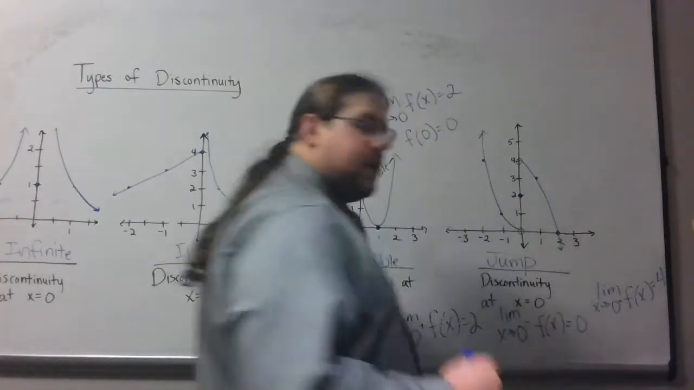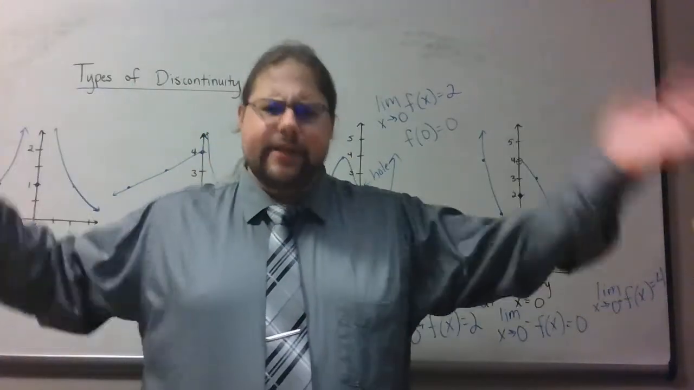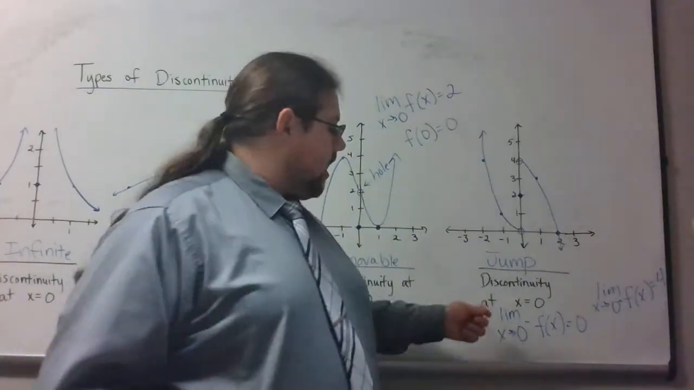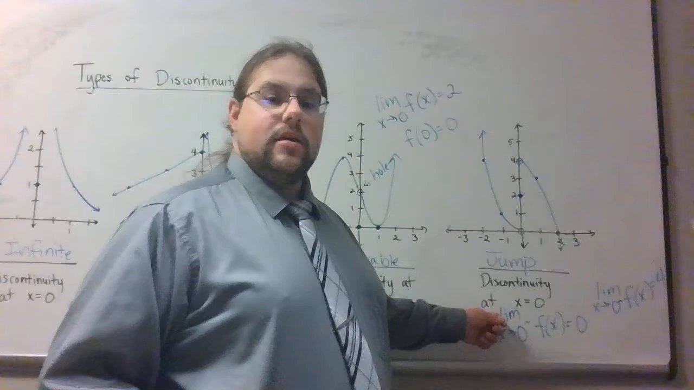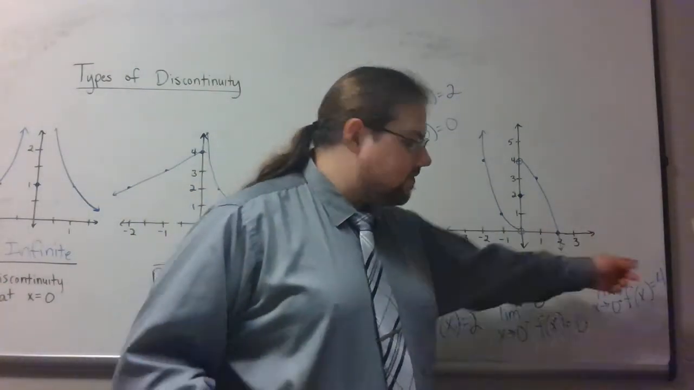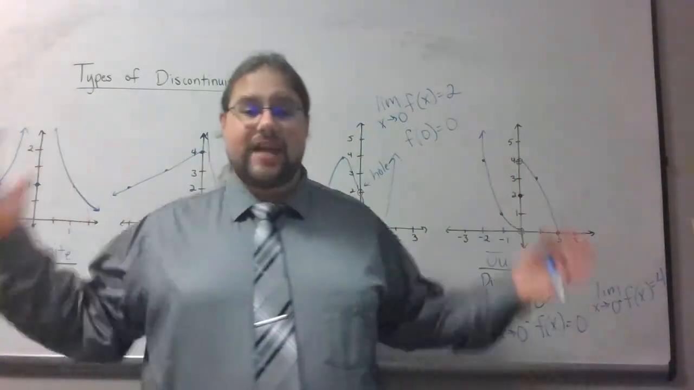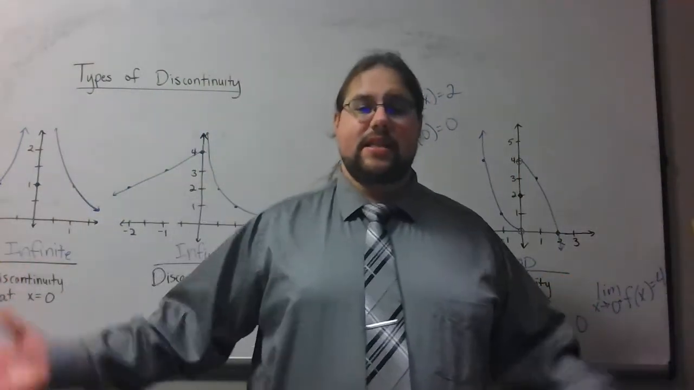But Mr. Harold, it's jumping from an open dot to a closed dot to another open dot. Okay, it's still jumping. Again, open doesn't matter. If the limits go to different numbers, left side and right side, it's a jump discontinuity. Hopefully that clears up any misconceptions you guys had on the different types of discontinuities.